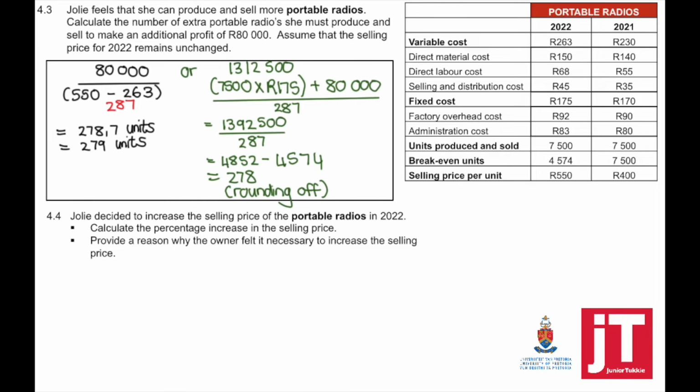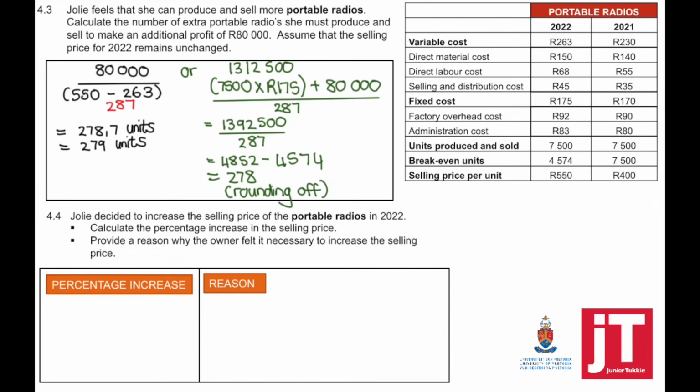Question 4.4. Jolie decided to increase the selling price of the portable radios in 2022. Calculate the percentage increase in the selling price. Provide a reason why the owner felt it's necessary to increase the selling price. So to calculate the percentage increase, we have to take 550 minus 400 divided by 400 times 100. That provides us with the percentage increase.